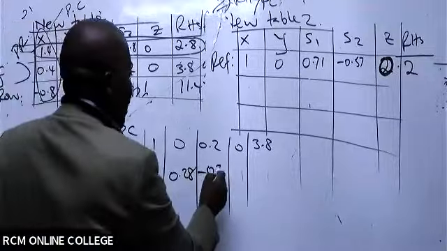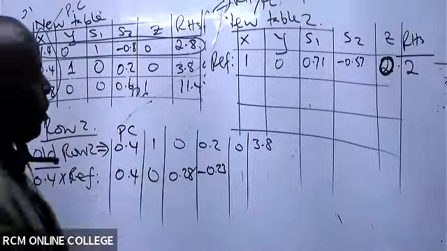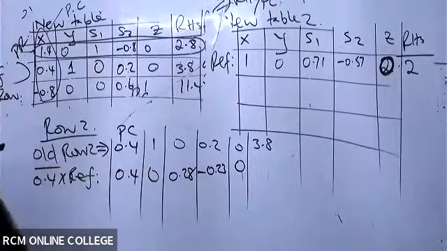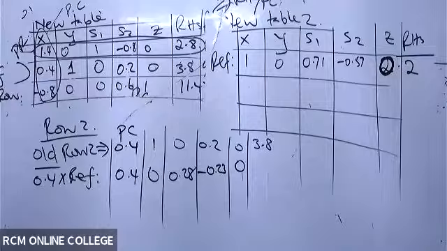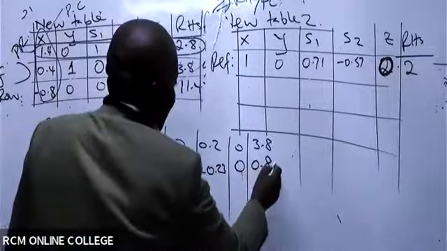Minus 0.23. Great. And then we have, in this case here, 0.4 times 0. So this gives me 0. Then we have 0.4 times 2. Are you able to give me 0.4 times 2? Inakuja ngapi 0.4 times 2? 0.4 times 2 is 0.8.